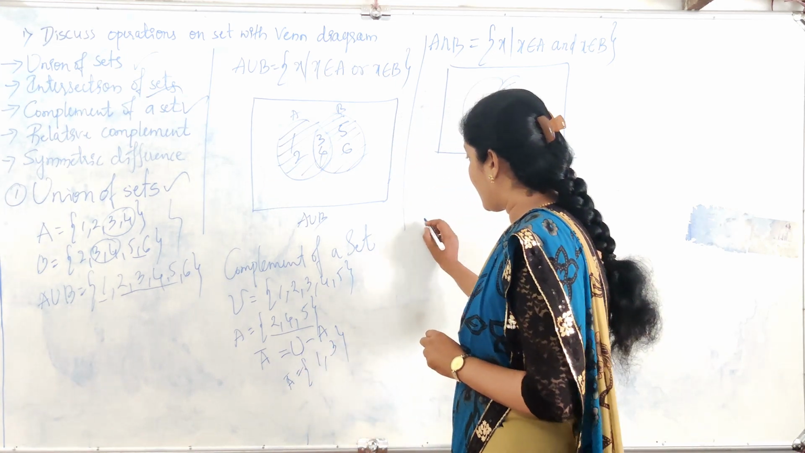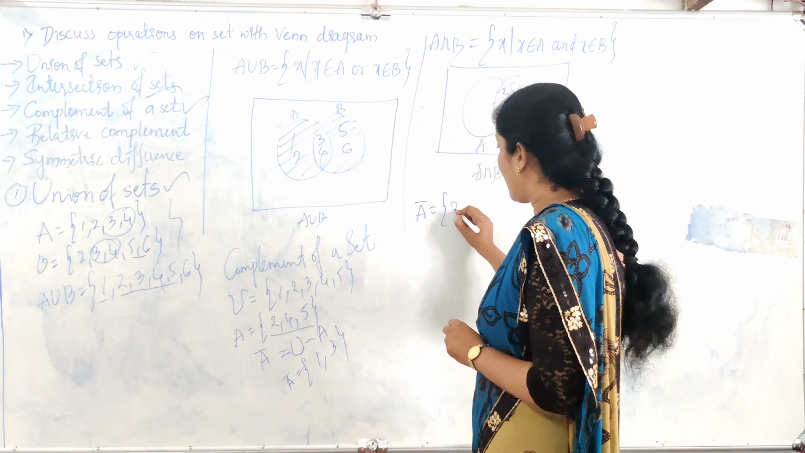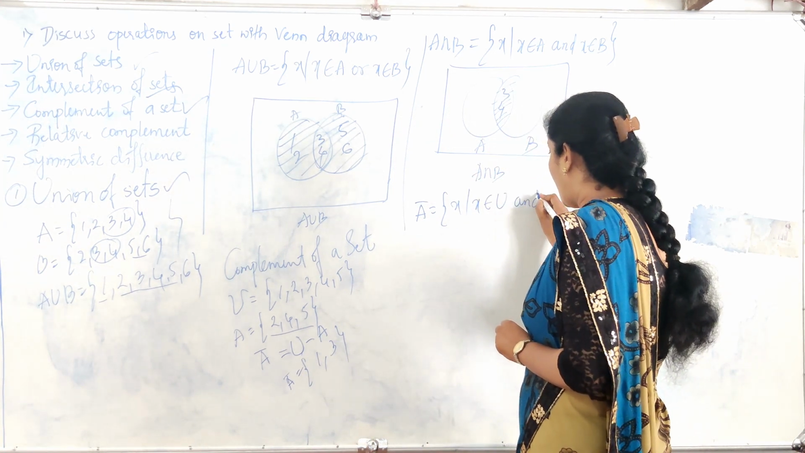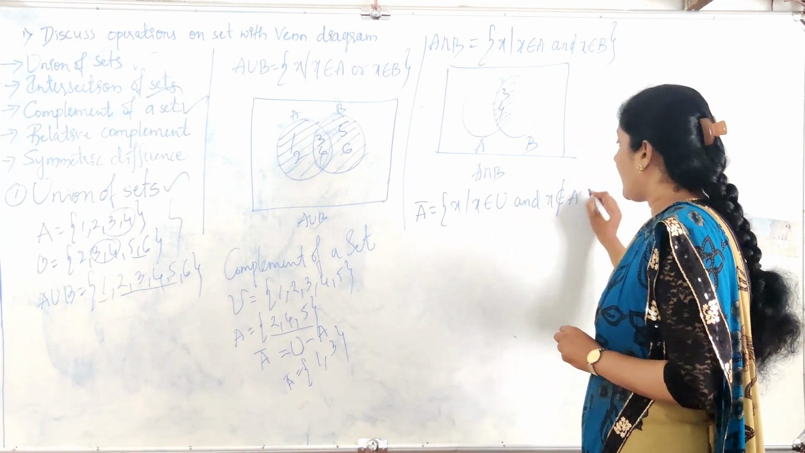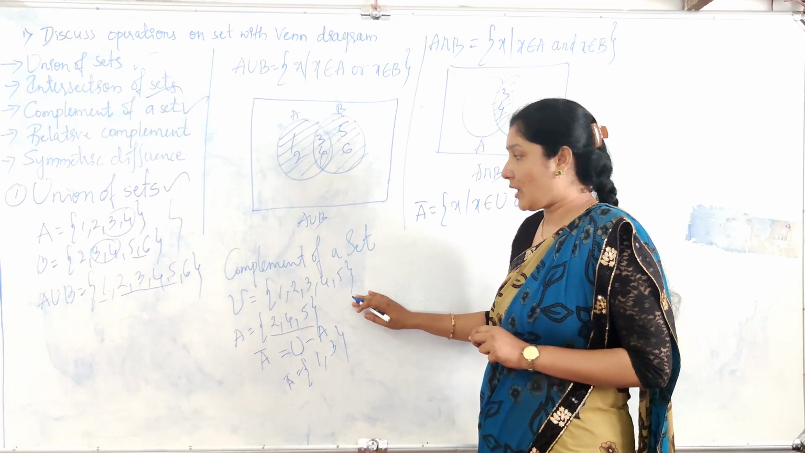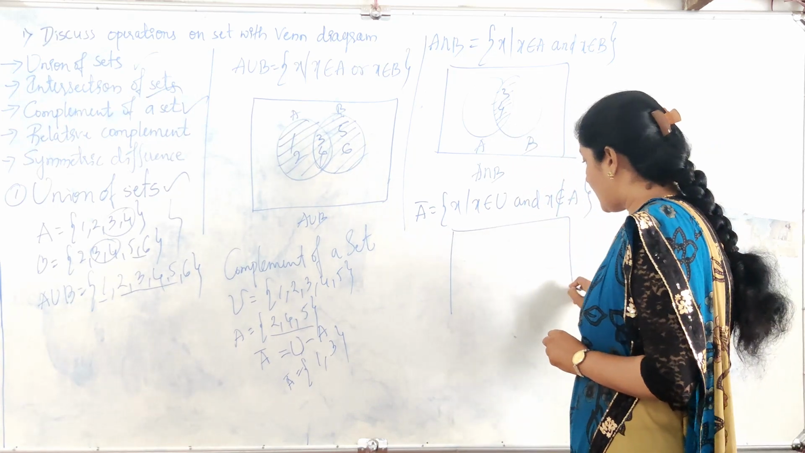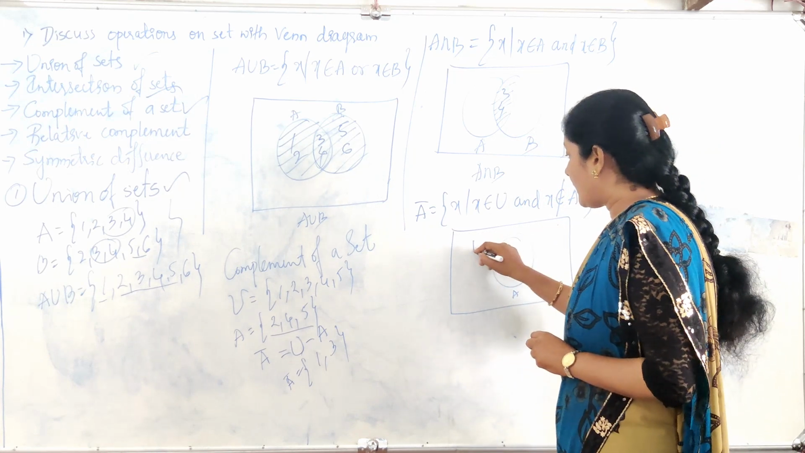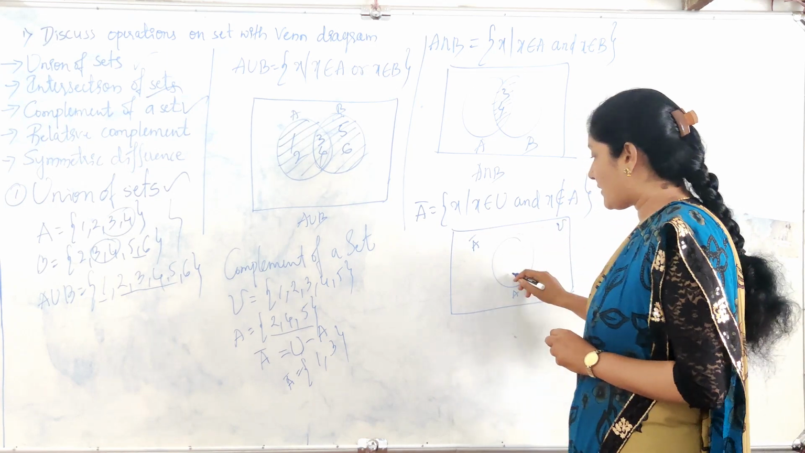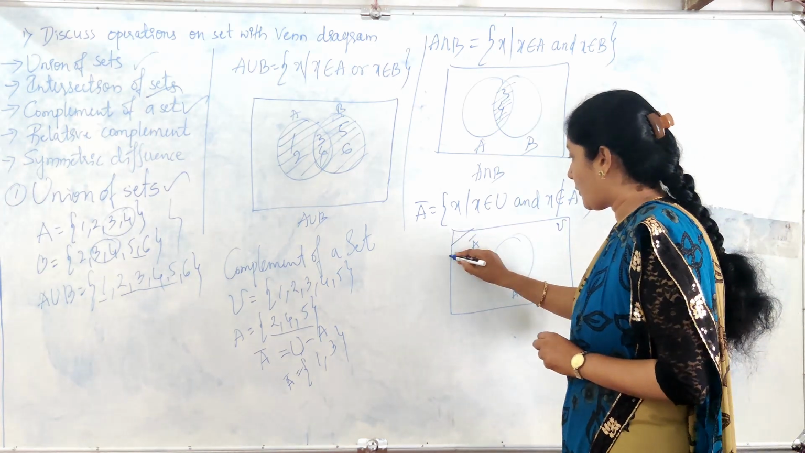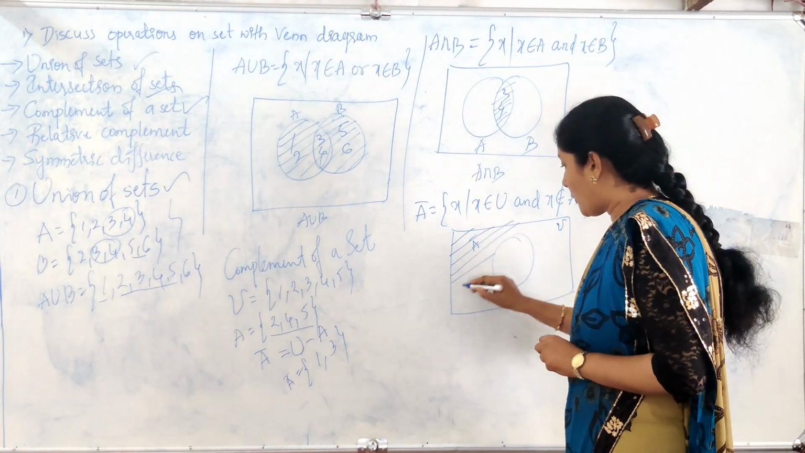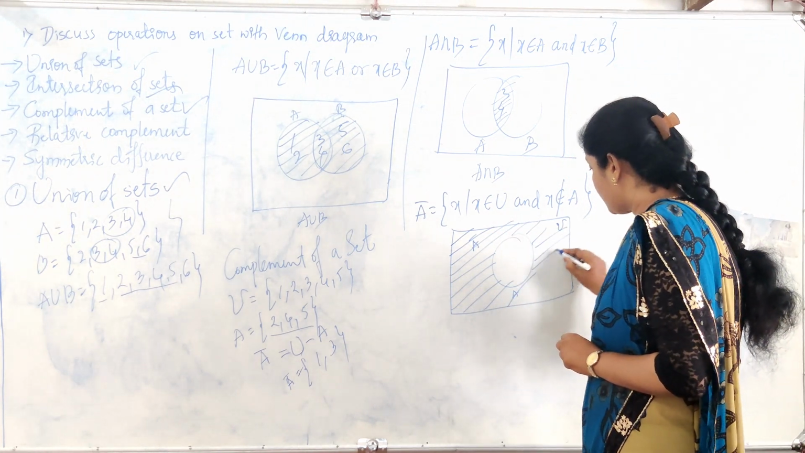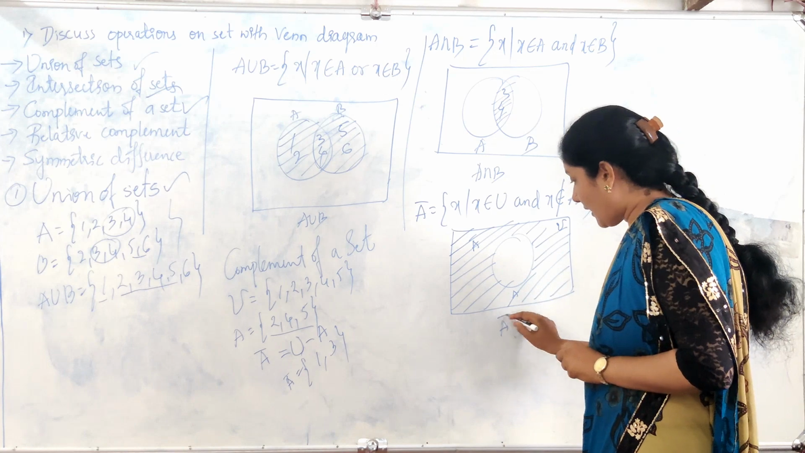So here this is written as A complement will be an element x such that x belongs to universal set and x does not belong to A. Okay, so this is about complement of a set. Now how to represent this using Venn diagram? See, this is A, and then this becomes A bar. Means elements of A bar only. So in that case we need to shade the whole rectangular box except this set here. So this is A complement.